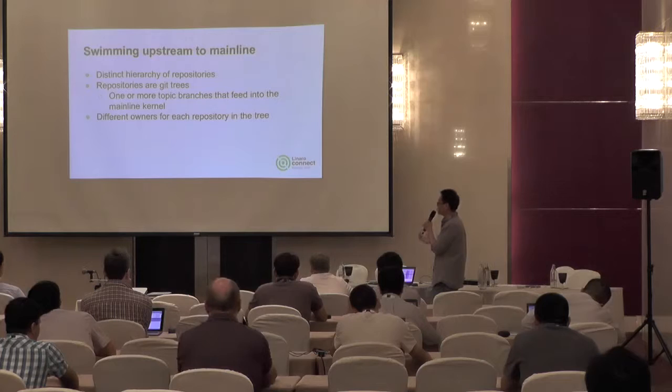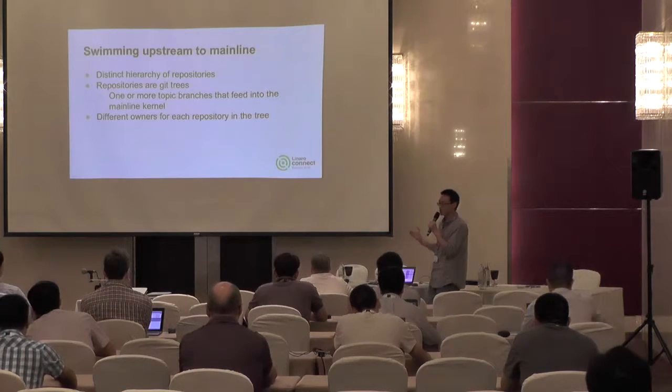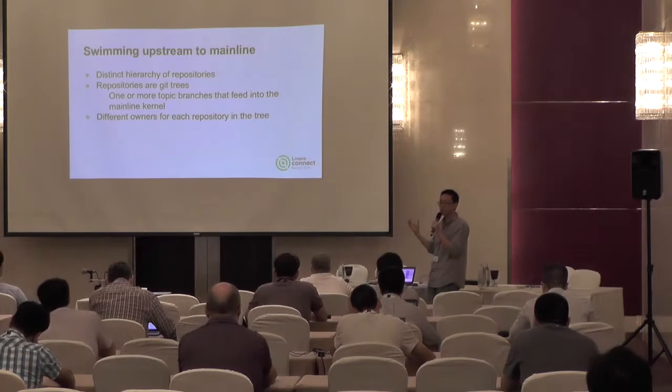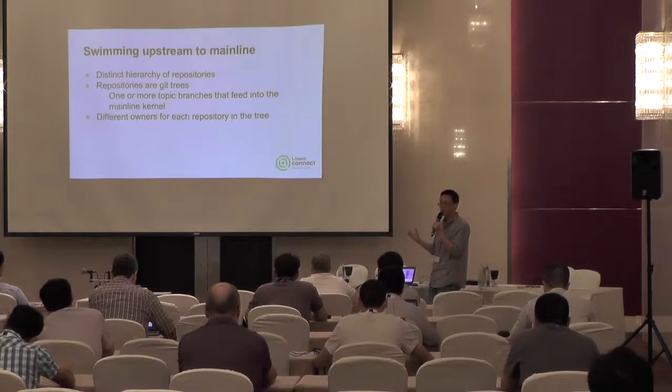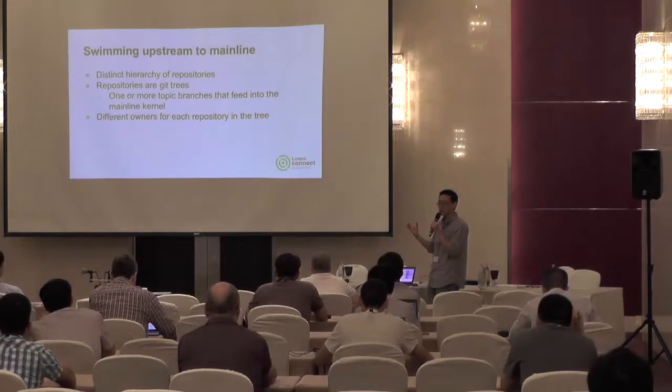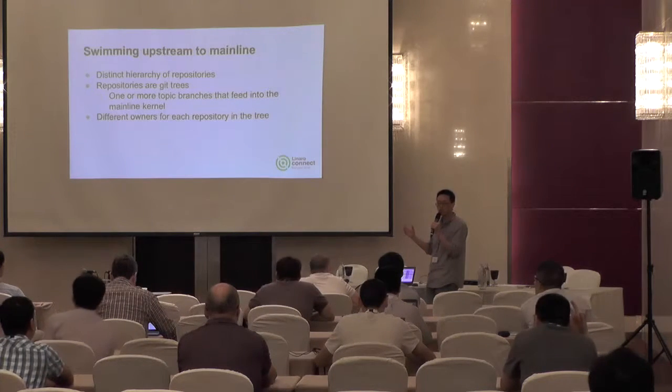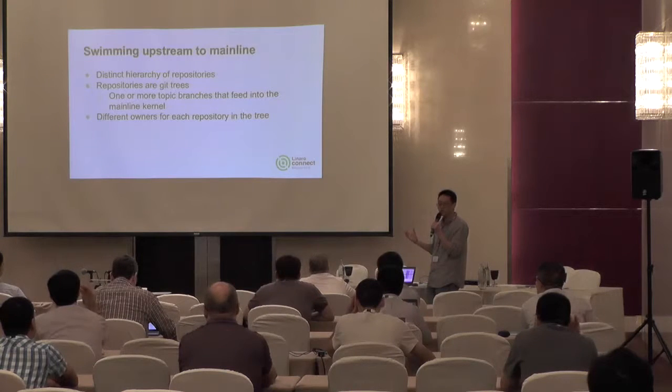They have different maintainers, or different subsystems or components. Then for every different component, they have dedicated repositories. So when a repository wants to send out a pull request to Linux, they usually send out one or more topic branch pull requests to Linux.